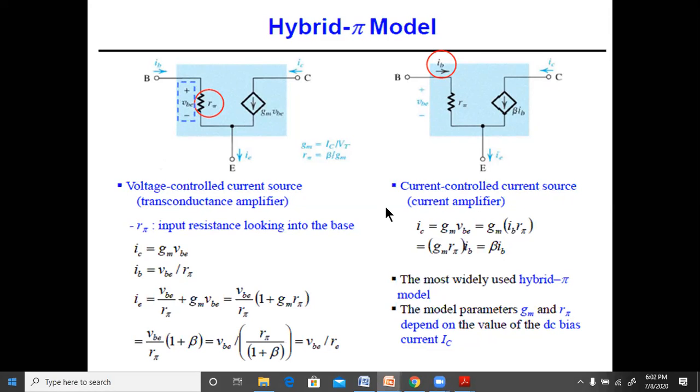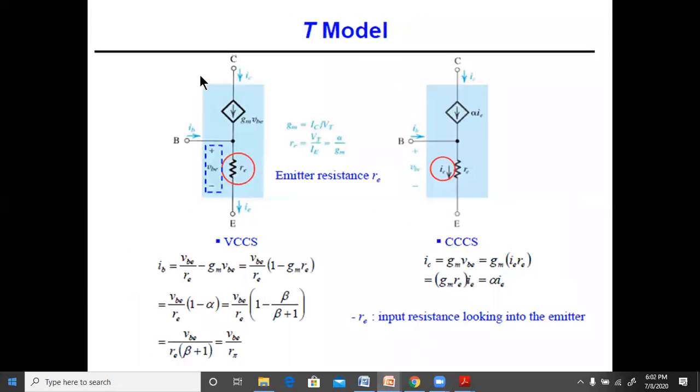Okay, and that is all mentioned over here. If you transfer that resistance from the base side to the emitter side, where R pi becomes RE, we'll get the T model from the pi model. That's all, nothing big about it. Okay, so now this will be a voltage controlled current source, and this will be a current controlled current source.